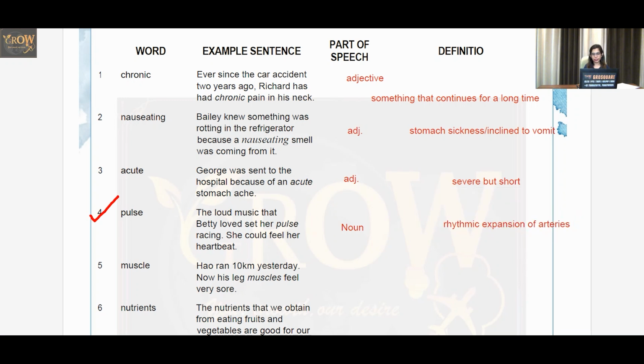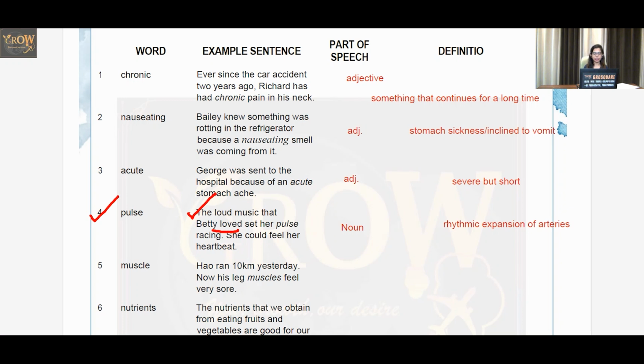So rhythmic expansion, जब उसमें से it works, pulse जैसे हम कहते हैं slow है, fast है, so likewise, right? So the example sentence can be, the loud music that Betty loved set her pulse racing. She could feel her heartbeat. That means pulse उसकी बहुत तेज चल रही थी, and even she could feel her heartbeat as well, right?